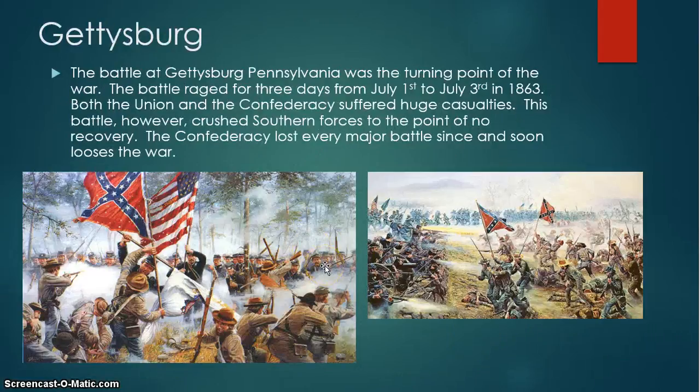As the war continued on, the South had many victories at the beginning, and then all of a sudden, the Battle of Gettysburg was the turning point for the South. Battle of Gettysburg, Pennsylvania was the turning point of the war. The battle raged for 3 days from July 1st to July 3rd in 1863. Both the Union and the Confederacy suffered huge casualties. This battle, however, crushed Southern forces to the point of no recovery. The Confederacy lost every major battle after and soon loses the war.